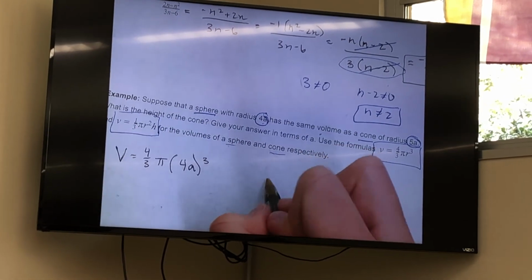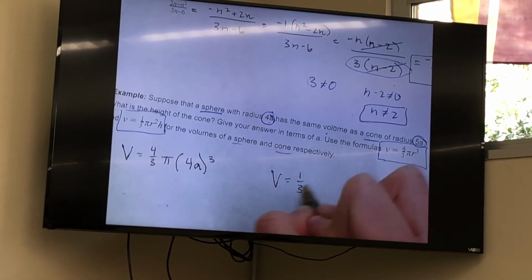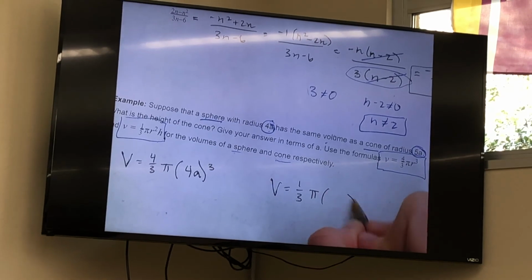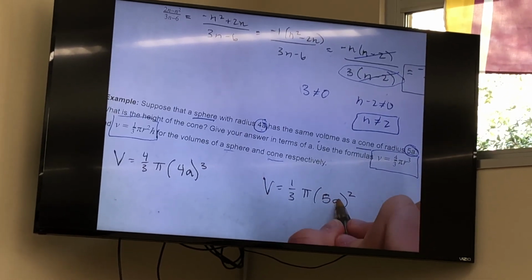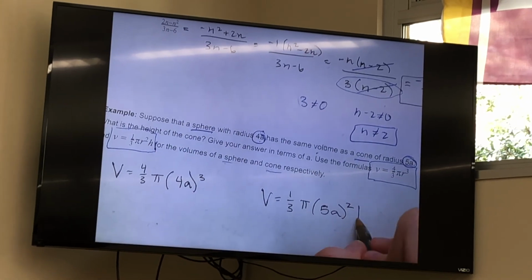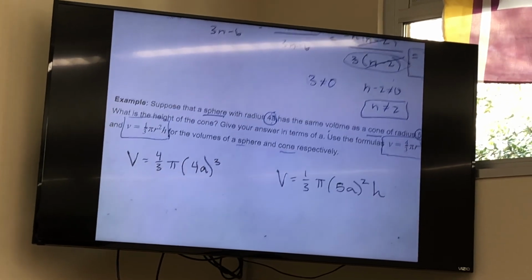Now I'm going to do my second one. Volume is 1/3 pi R squared. I've got to plug in my R, 5a. And then I'm leaving h. All right, let's simplify these down.